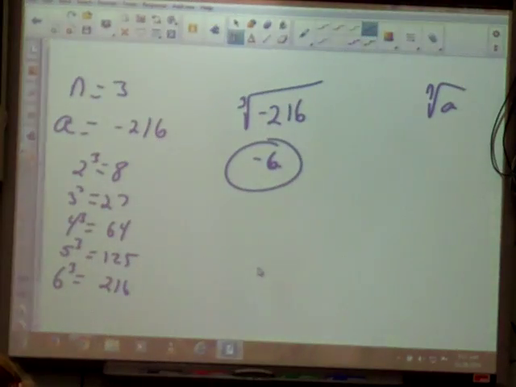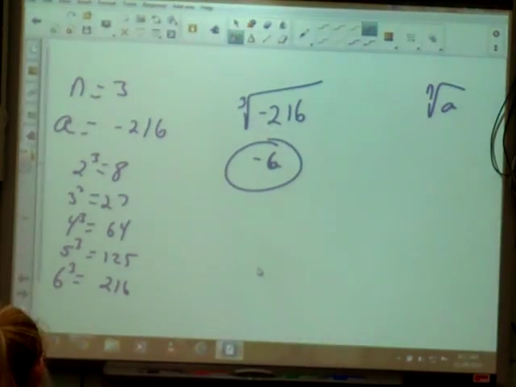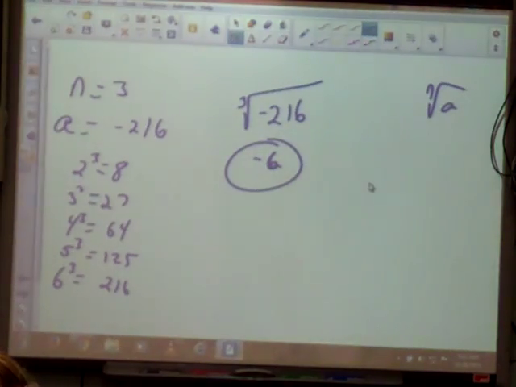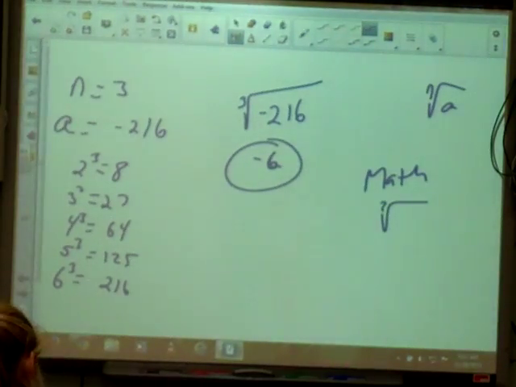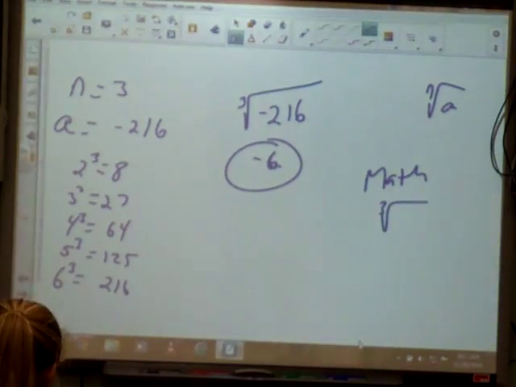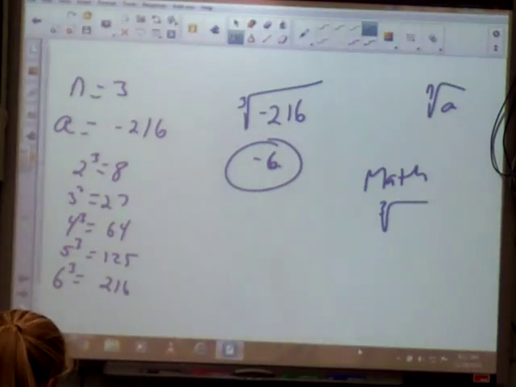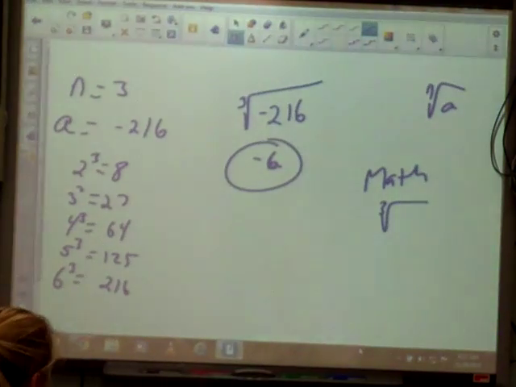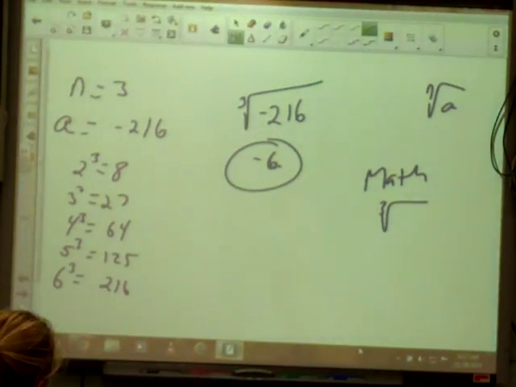To do that on your calculator, cube root is a function in those calculators. If it gets higher than cube root, we have to do something a little bit different. But you can do a cube root. You'll just hit the math button and then move it down to the one that's got a cube in it. Pick that and then type in negative 216. Let me know if you need help finding it on your calculator.